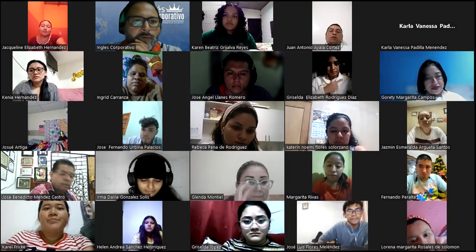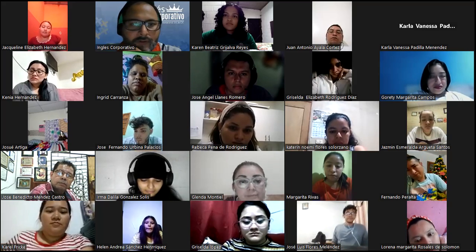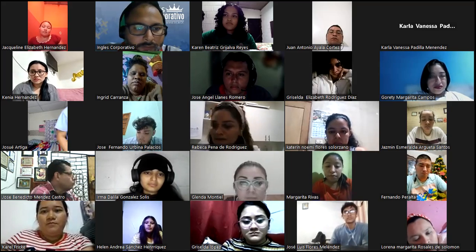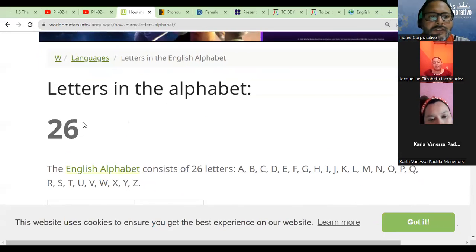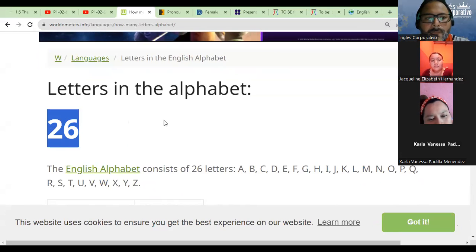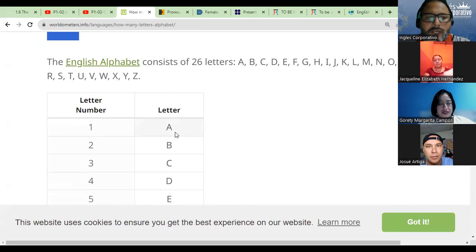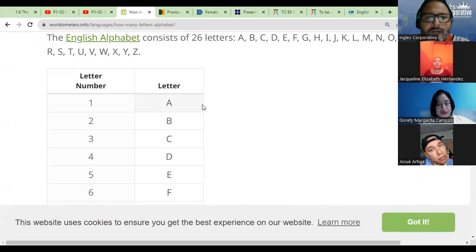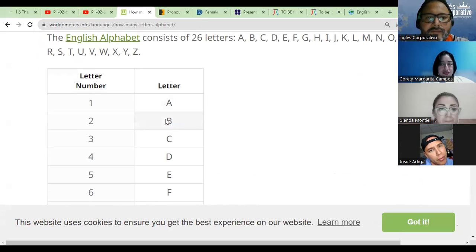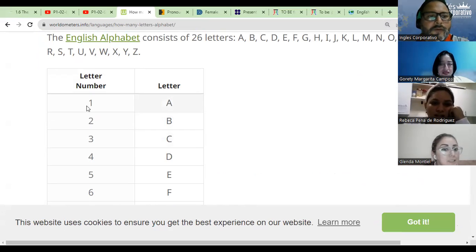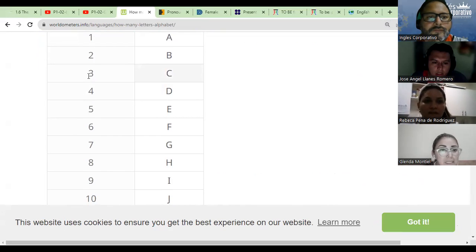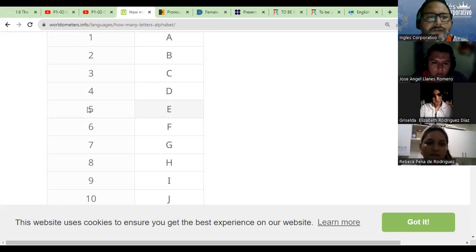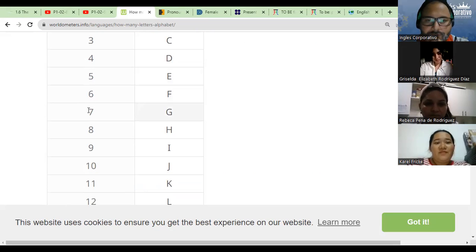Now we are gonna go over some info that I have here, and we're gonna do it as quickly as possible so that we can advance with the class tonight. Now, in English, how many letters do you think we have? How many letters do we have in English? 26, right? So we are going to count them. A, B, C. Now we're gonna use the numbers. One, A, two, B, three, C, four, D, five, E, six, F, seven, G, eight, H, nine.